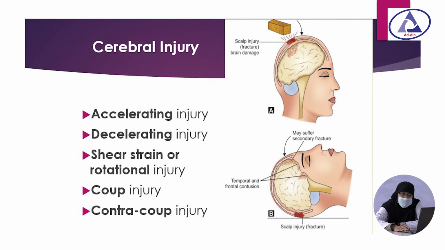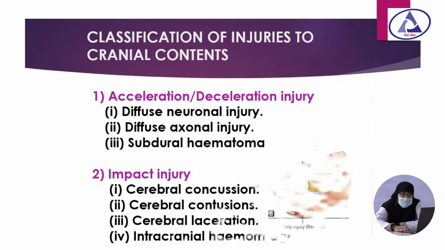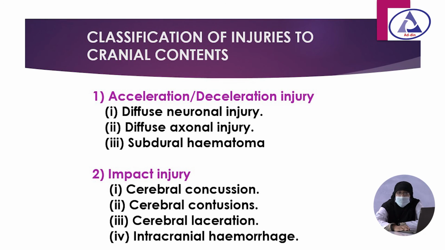In case of cerebral injury, the injuries are commonly caused by the mechanism of acceleration, deceleration, shear strain or rotation injury, coup lesion as well as contra-coup injury. Acceleration or deceleration injury involves diffuse neuronal injury, diffuse axonal injury and subdural hematoma. And in case of impact injury, these are cerebral concussion, contusion, laceration and intracranial hematoma or hemorrhage.